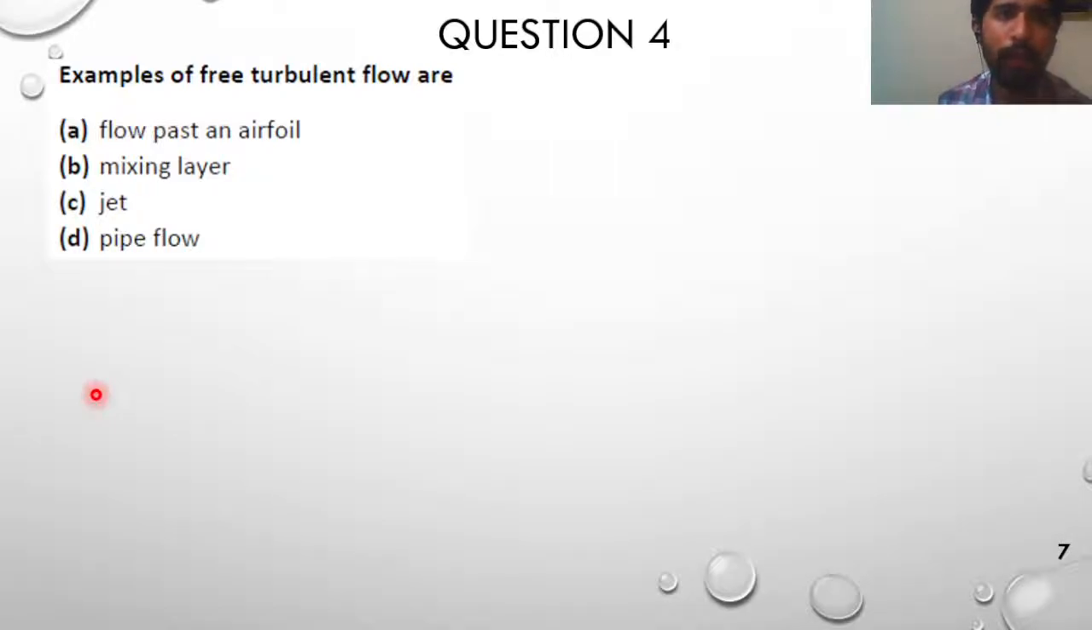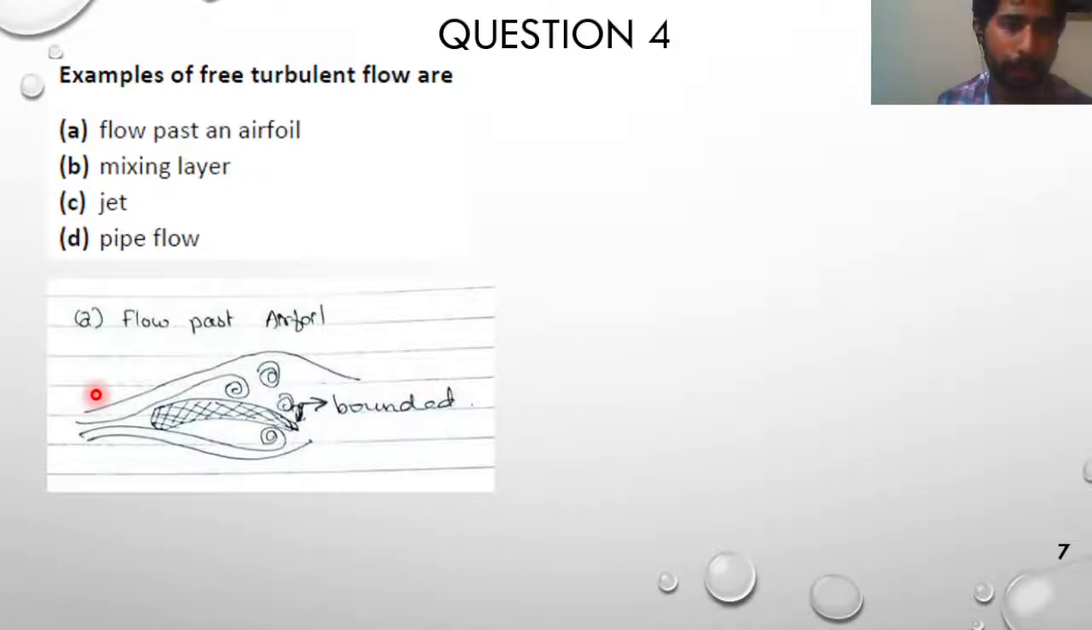Examples of free turbulent flow are found in which of the following cases? We have to identify where free turbulent flows are obtained. Before that, we have to understand what is free turbulent flow and what is confined turbulent flow. Basically, if we consider flow past an airfoil, the eddies which are formed stick to the wall region and are bounded in nature. So that is why they are not a class of free turbulent flow.